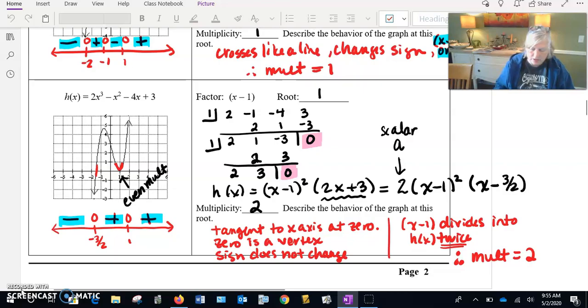All right, and then down here describing it, I went ahead and said, well, the behavior of the graph at the 1, it's tangent to the x-axis at 0. The 0 is a vertex. It acts like a parabola. I didn't say that, so let's add that in. The 0 is a vertex like a parabola.